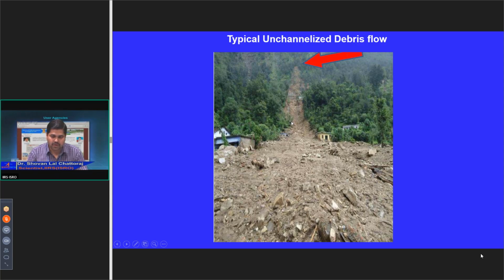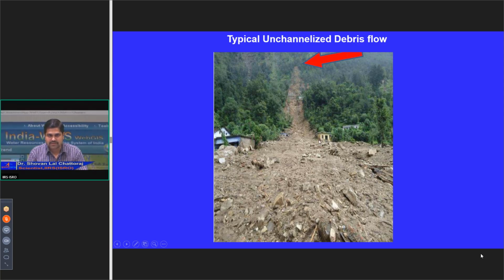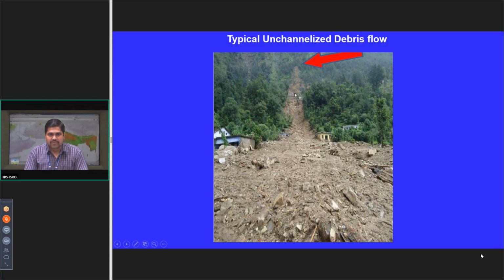The typical unchannelized debris flow will look like this. It is a torrent. So the river Chunni used to exist here only, and you can see this single solitary house that is remaining there. The material came like this, and the whole village. There was a village here, and it is said that some of the people died, and some of the skeletons could not be recovered even till then. So the material is coming like this, and this is how the whole scenario will look, all flooded by debris material.